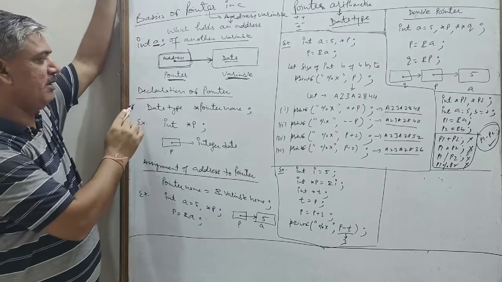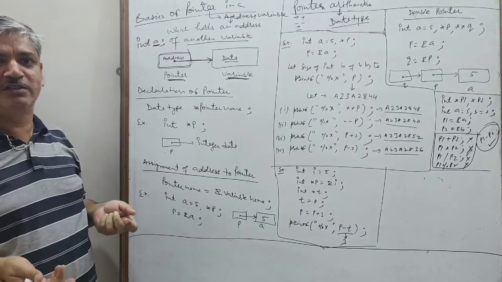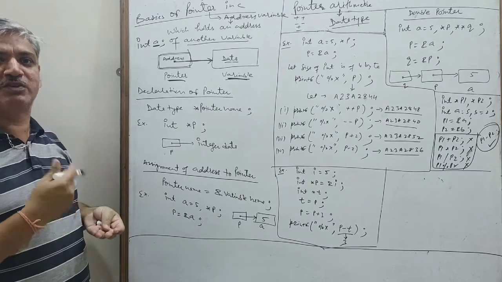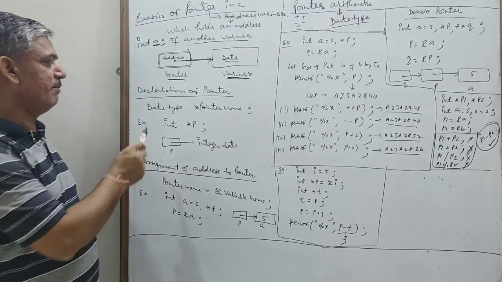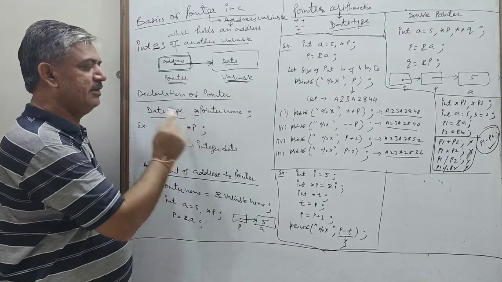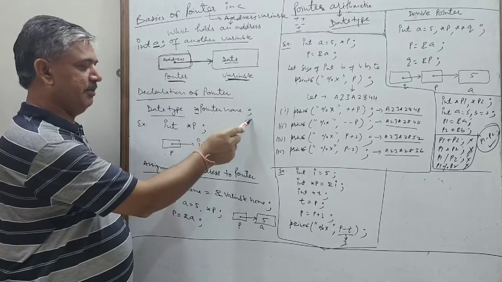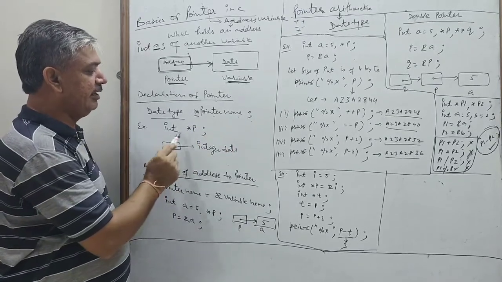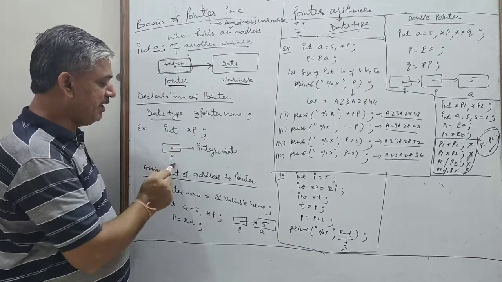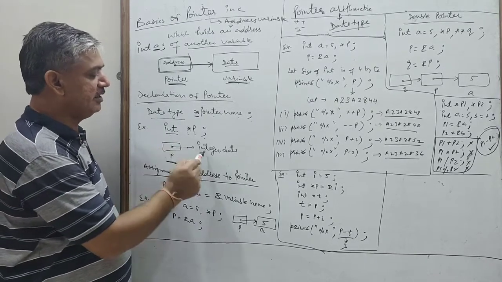In C programming, before using a variable, first we have to declare it. Similarly, before using pointers, first we have to declare them. So how do we declare pointers? Data type, then the asterisk symbol, then the pointer name and a semicolon. For example, int *p; means p is a pointer which points to integer type of data.